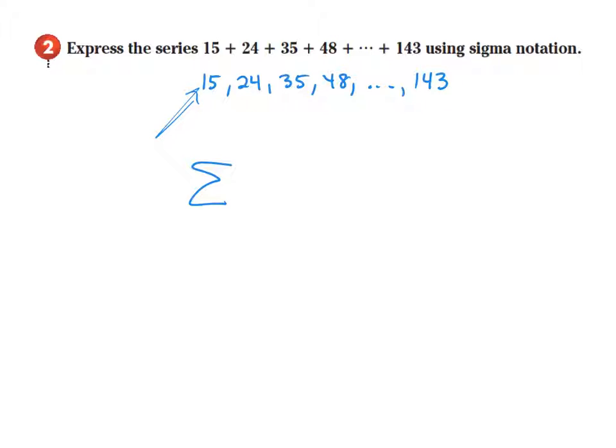I see a pattern, but I don't know how to explain it. Okay, well, you add 2 to the odd. You start at 9 and then add 2 each time. Yeah, because 15 to 24 is 9, 24 to 35 is 11, 35 to 48 is 13. So something's going on there and it's increasing each time.